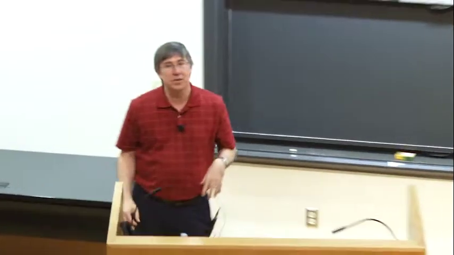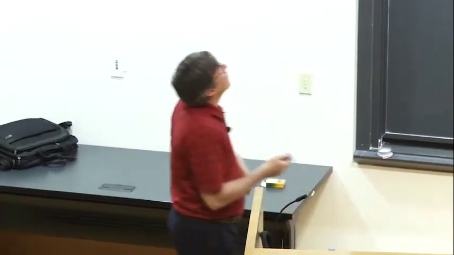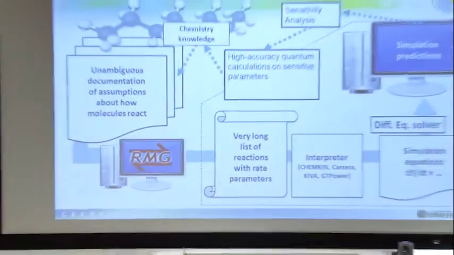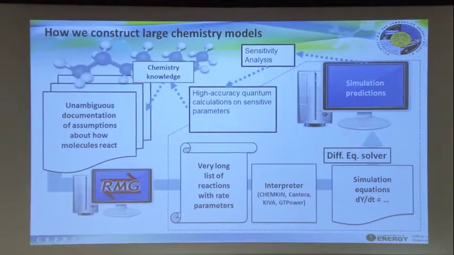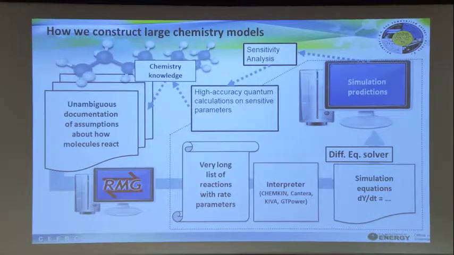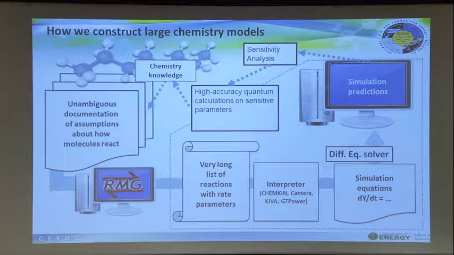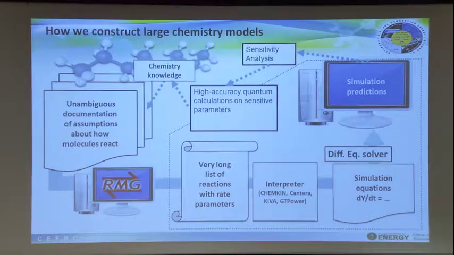All right, so this is our procedure. How we're going to try to construct the large models is we have the existing procedure that if you have the list of reactions, we can make the predictions. And everyone says we should do sensitivity analysis on the predictions in order to figure out which parameters we have to improve. We're going to improve them by doing high accuracy quantum calculations on the sensitive parameters. And then we're going to store them as numbers we know now, because we did that calculation.